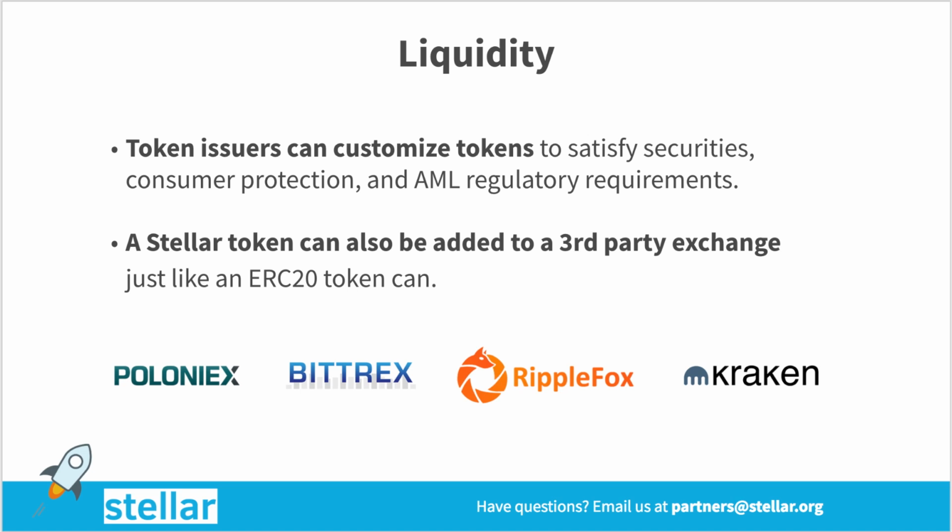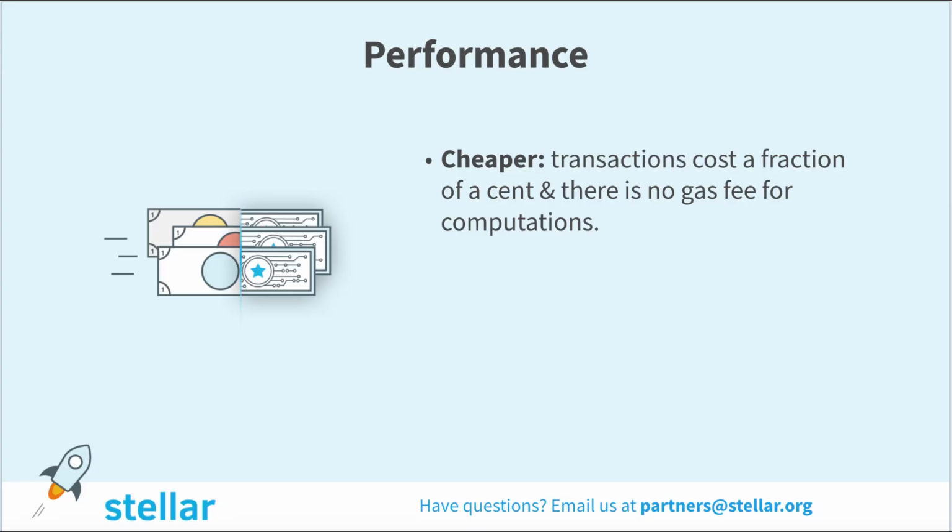It's just that issuing on Stellar gives you the added ability to make your token available for trading right away, while you might wait for it to be listed at a third-party exchange. All right, so the second factor to consider is performance. Stellar is significantly cheaper and faster than other protocols, including Ethereum, which is, of course, the de facto platform that people are using these days.